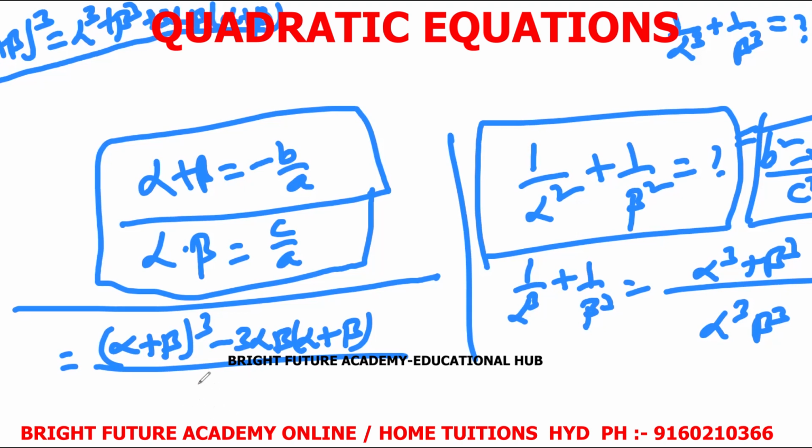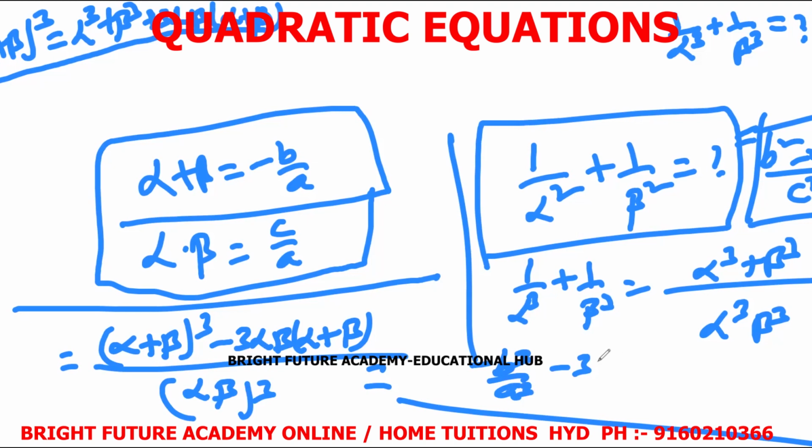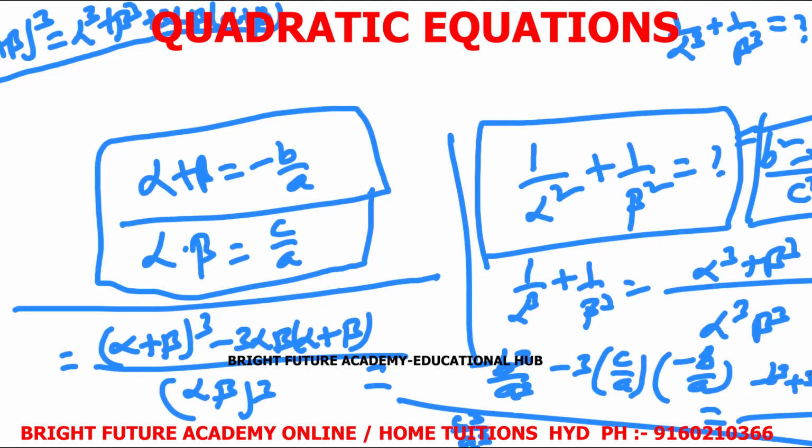Now come to the denominator, alpha beta whole cube. Substitute: minus b cube by a cube, minus 3 into c by a into minus b by a. Come to the denominator, c cube by a cube. Then take the LCM: minus b cube plus 3abc by a cube, denominator c cube by a cube. Then a cube gets cancelled. Next, 3abc minus b cube by c cube.